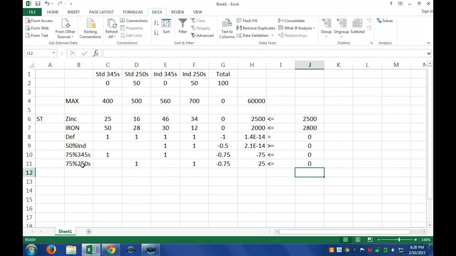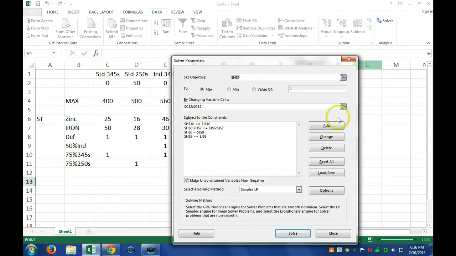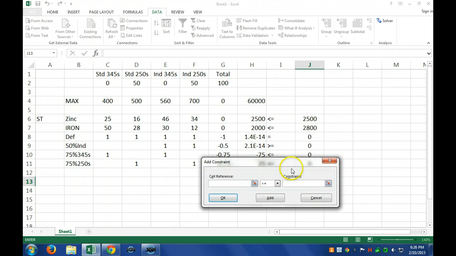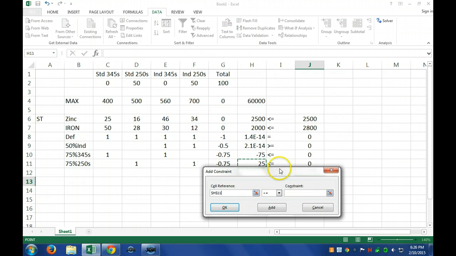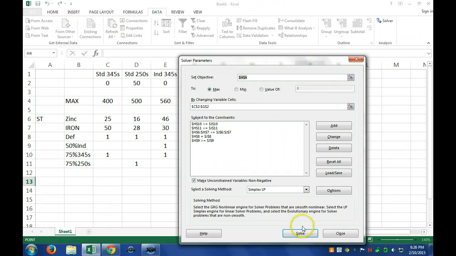Now, how about this constraint? Adding this, is it going to change my final solution? It is. And is it going to make my solution better or worse? Because it's binding, it's going to make it worse. If I click solve, click add, this H11 has to be less than or equal to J11. I click solve.